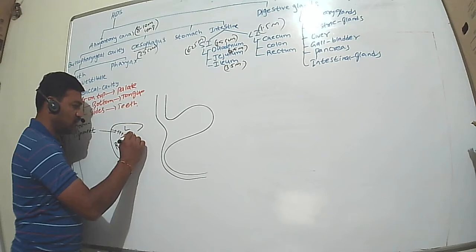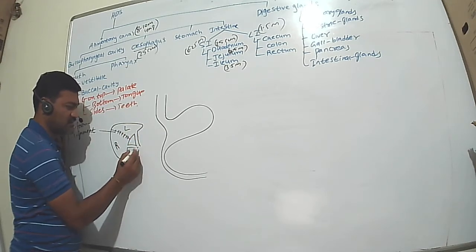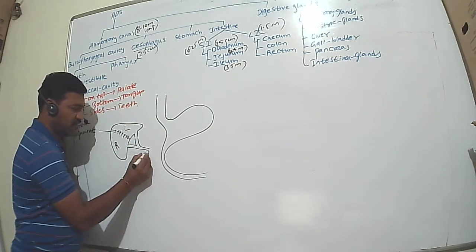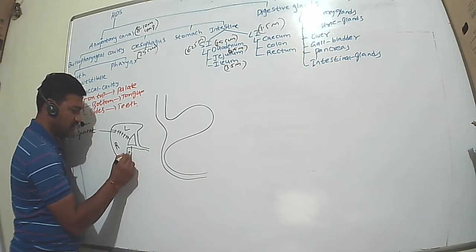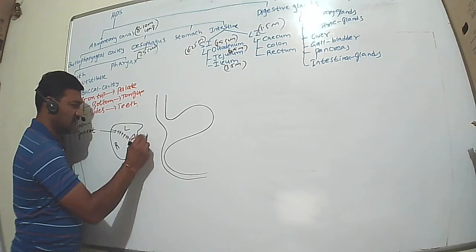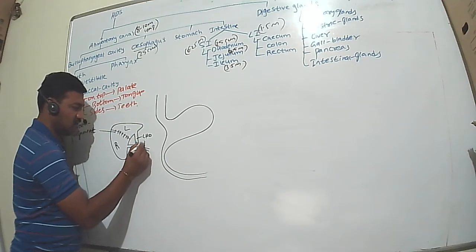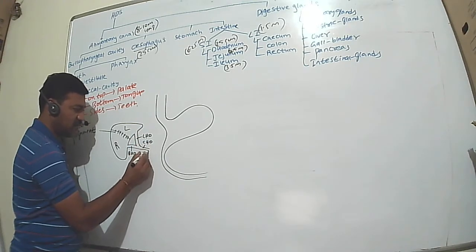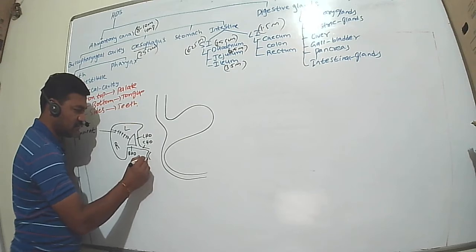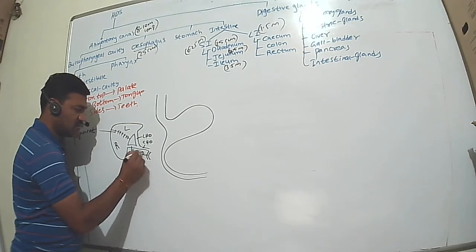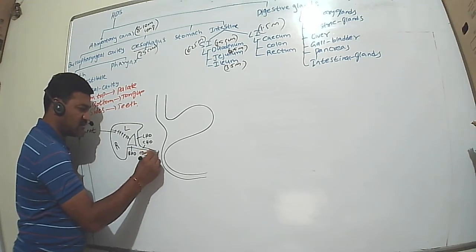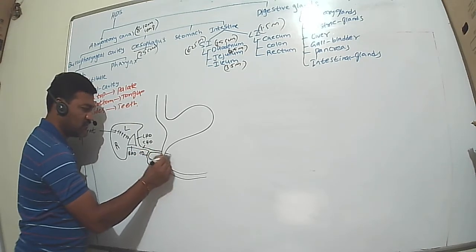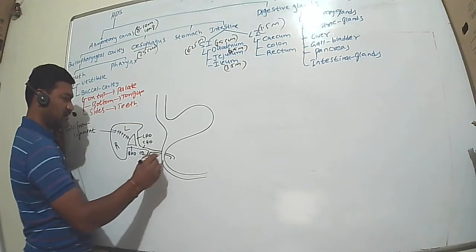The left lobe gives rise to the left hepatic duct, and they both join to form the common hepatic duct. This is the right hepatic duct, this is the left hepatic duct, and this is the common hepatic duct. The common hepatic duct joins with the cystic duct. This is the cystic duct. At the end of the cystic duct you have the gallbladder. The common hepatic duct and the cystic duct both join to form what is called the bile duct.